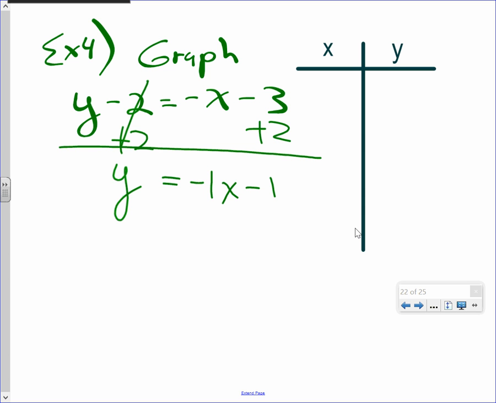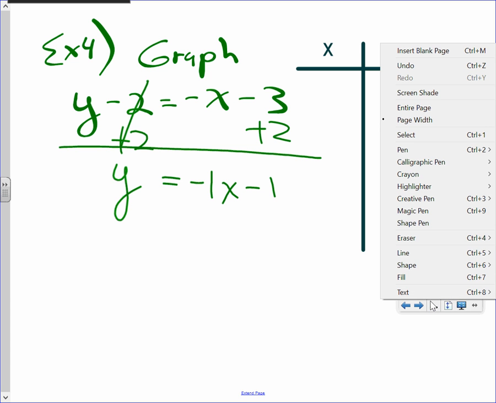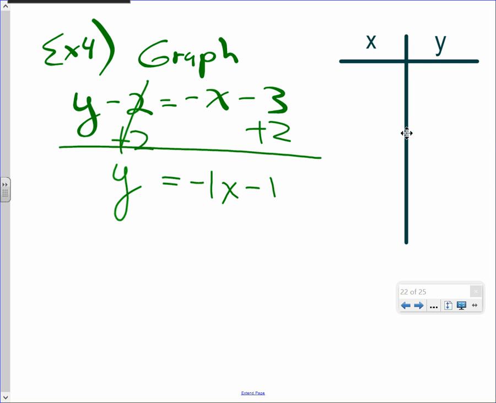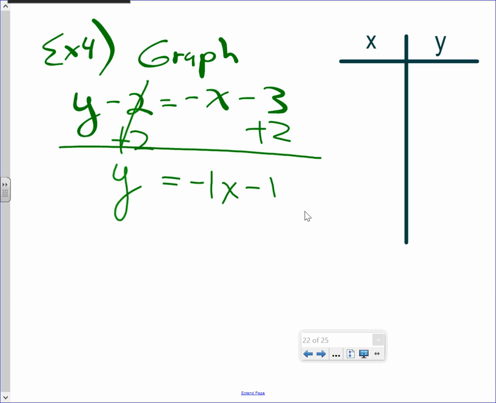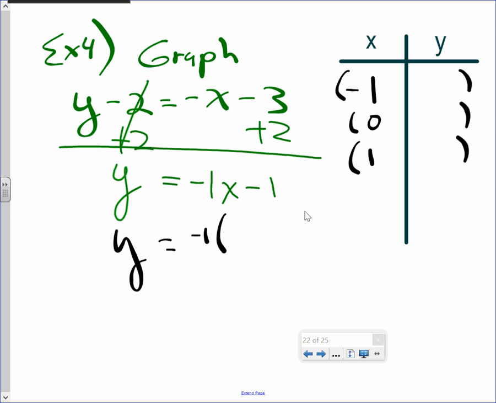Now, y is alone. Now I'm ready to start picking some values for x with my table of values. You can pick your favorite number or whatever you want. I like negative 1, 0, and 1. Last one. Here we go. First x value in line, negative 1. So y then is negative 1 times negative 1 minus 1.